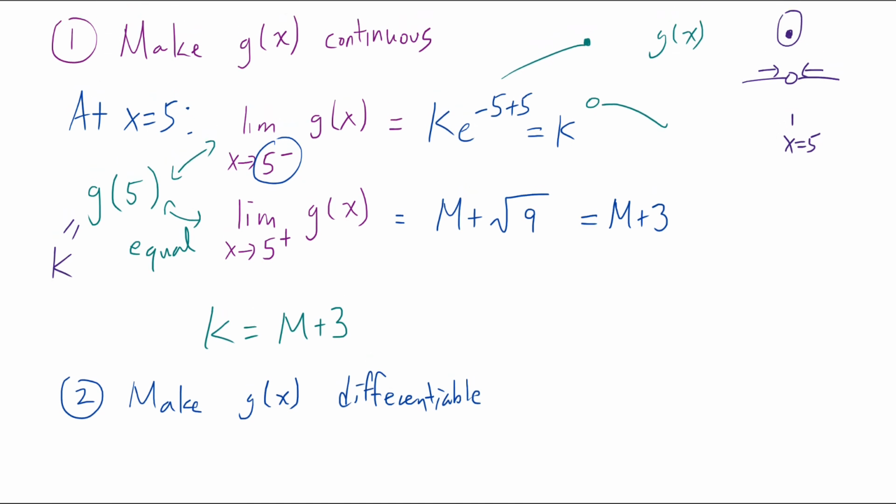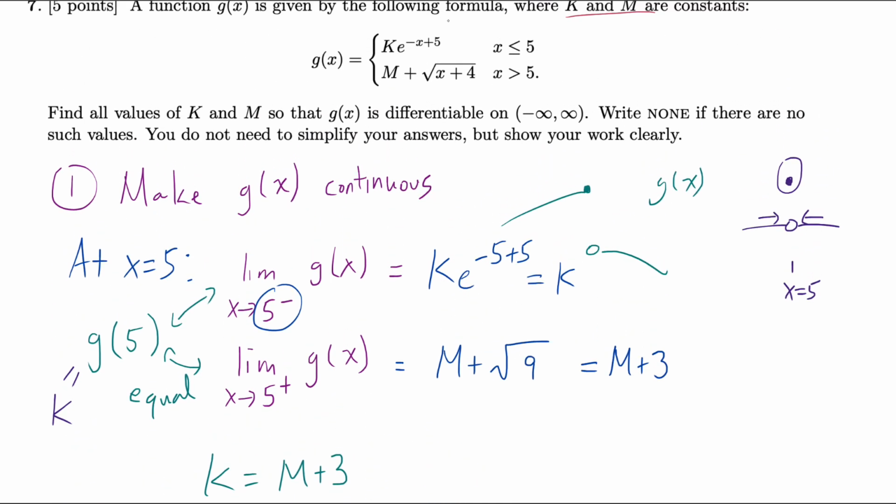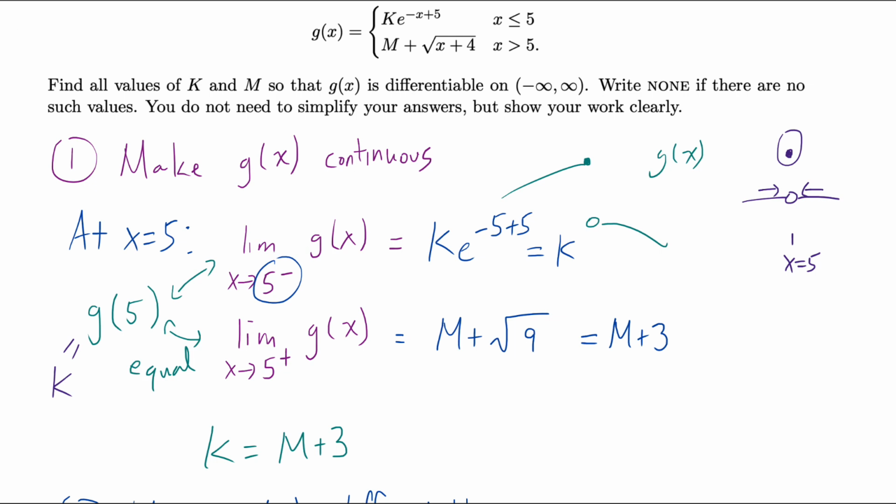Well, now we actually have to differentiate things. So we know from the left it's this, and from the right it's this equation. So we have to differentiate both. So let's do so. Maybe I'll do it here just so we can see the equation at the same time. So let's look at it from the left, so x less than 5. Let's think about what g prime of x is.